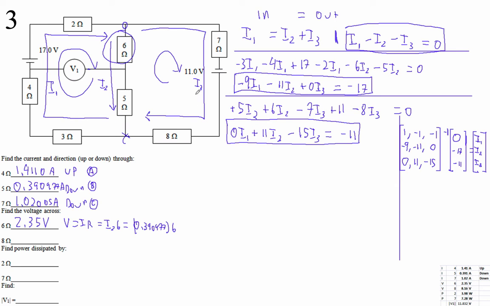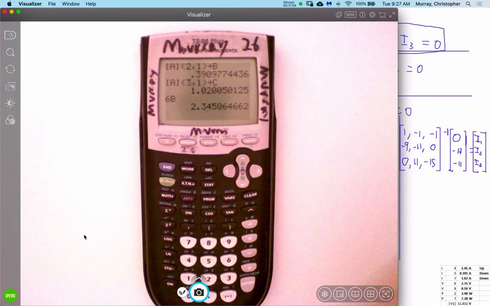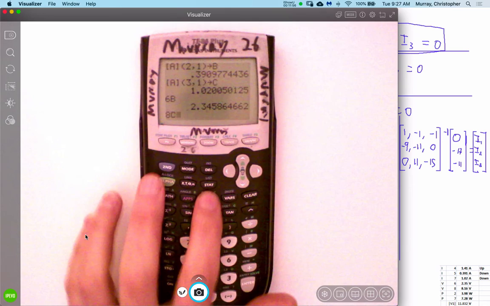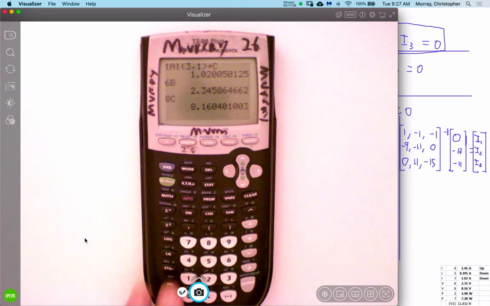Okay, where's the 8? The 8 is here, so that's going to be 8I3. So V is IR, so it's going to be I3 times 8. We're just using Ohm's law here, right? Or for us, it's going to be 8C. That's 8.16 volts.